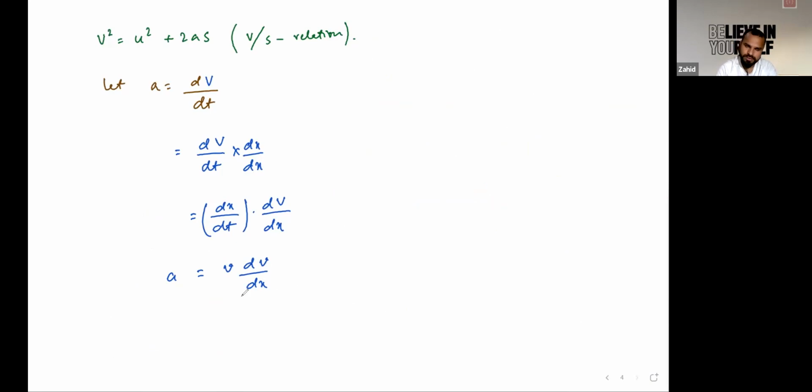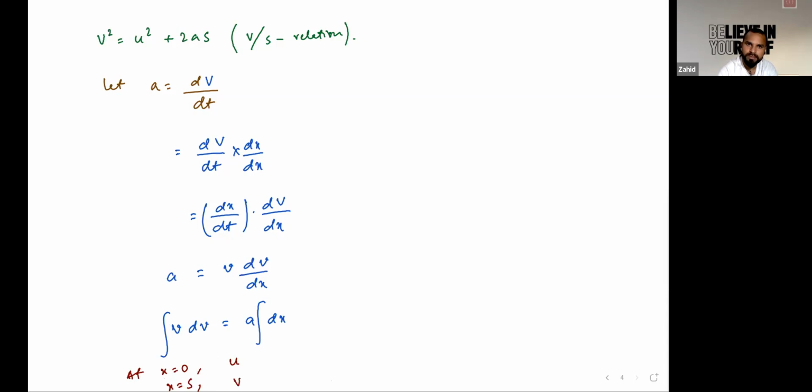Now, just rearrange this equation. You will get v dv is equal to a dx. Now integrate this. Let's say the limit for this particular integration is, at x equals 0, or the initial instant, the velocity of the body would be u, and at some x equal to s, the velocity of the body becomes v.